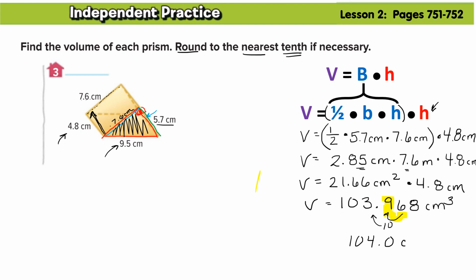104.0 centimeters cubed. Now you might be asking yourself, why am I keeping the 0 here? Why don't I just write 104? Because the directions say to round to the nearest tenth, and that means you need to go to the tenths place, and in this case there is a 0 there, so you keep the 0. So your answer is 104.0 centimeters cubed.